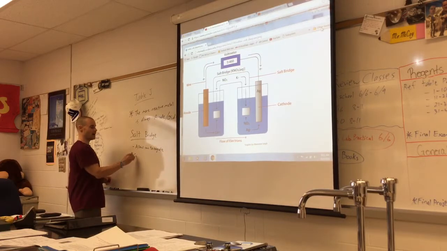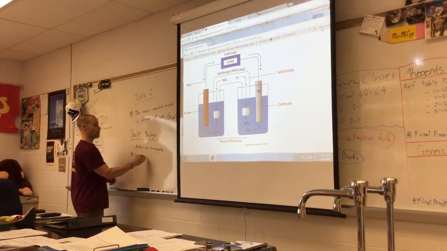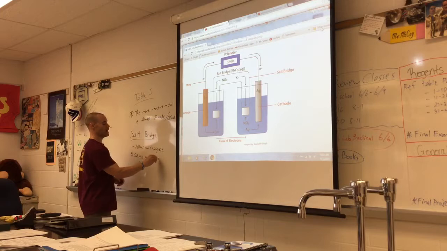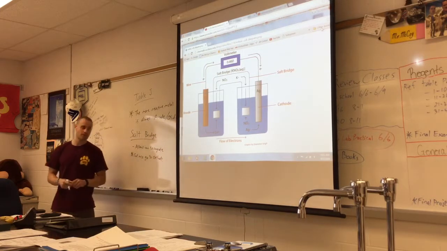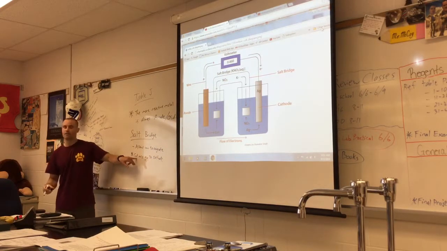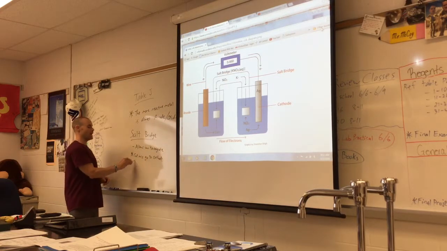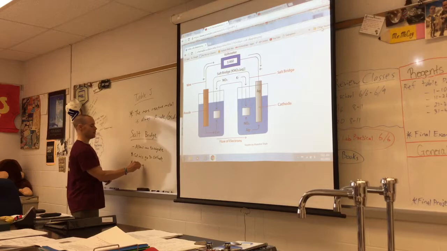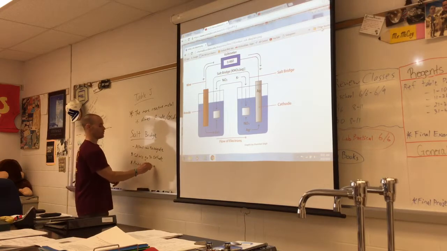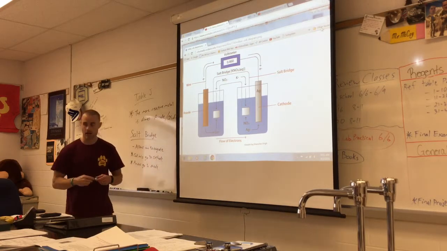So cations go to the cathode, which are positive, right? Cations are positive. That little t in the cation there, I always say, kind of looks like a plus, right? So cations are positive, and then anions go to the anode. Anions go to the anode.